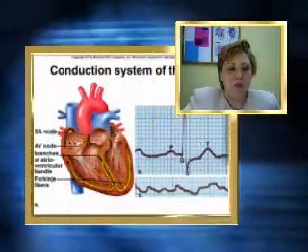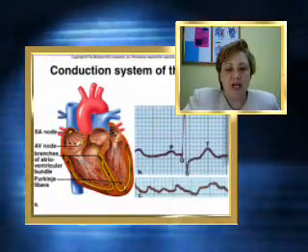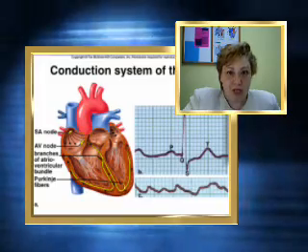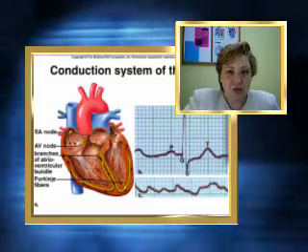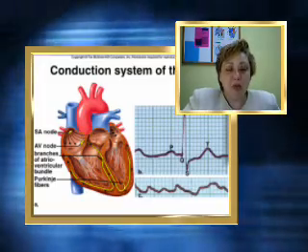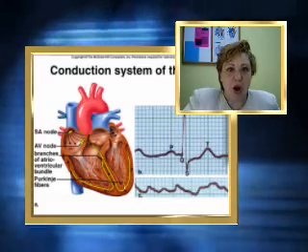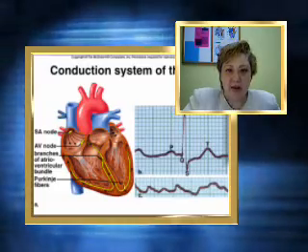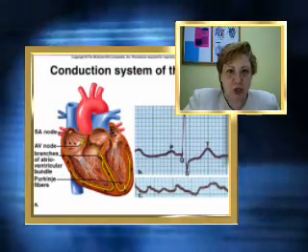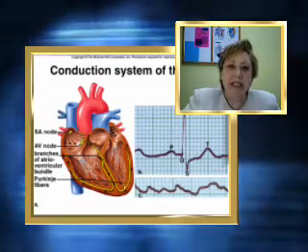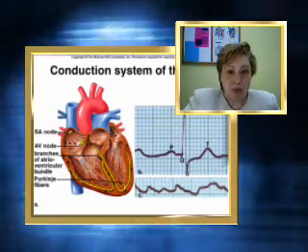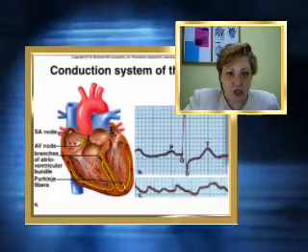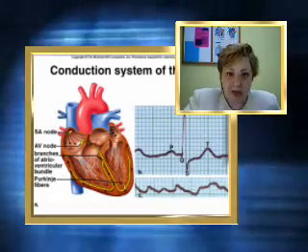We're going to talk about the electrocardiogram. The electrocardiogram is composed of several waves, and the first wave is the P wave. That's representing atrial contraction. The second wave is represented by the QRS, and the QRS is representing the ventricle contraction. The last wave is the T wave. That's representing ventricle relaxation or ventricle repolarization.